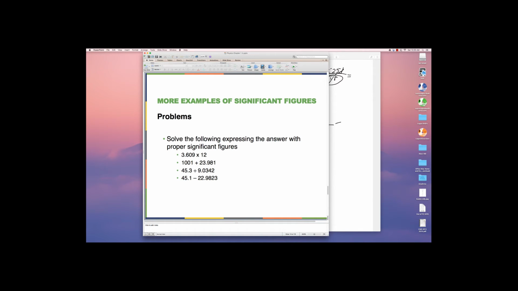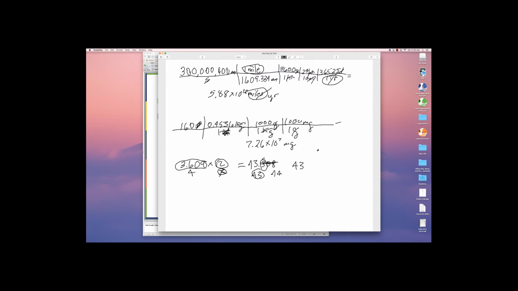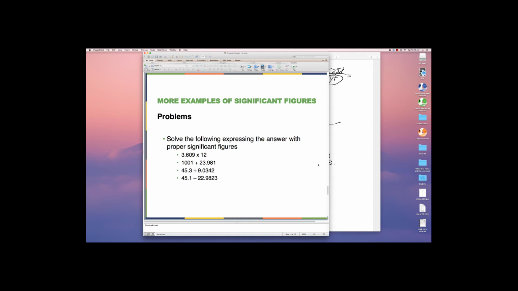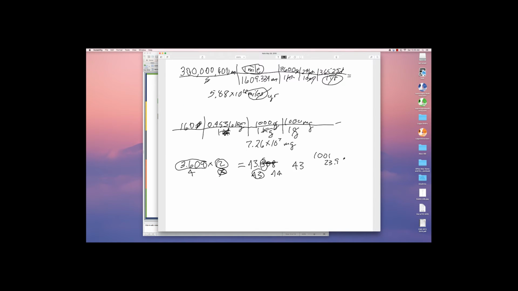1001 plus 23.981. Okay. Now it's best to write these addition and subtraction problems this way. Let me look at that again, 23.981. And our answer is going to be 1024.981. Now, the greatest uncertainty here is the last one we know, the ones place. This is where the uncertainty for this measurement starts.